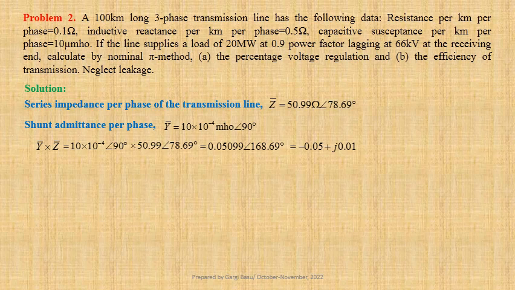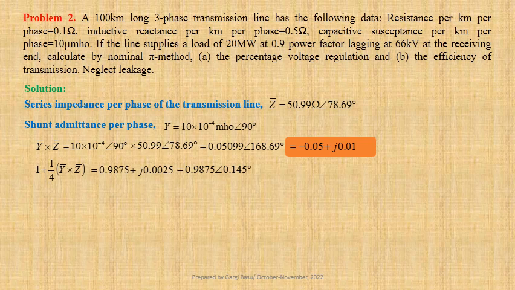Now we shall determine 1 plus 1/4 of Y into Z, that is equal to 0.9875 plus J times 0.0025. This may be written in polar form as 0.9875 at an angle 0.145 degree.